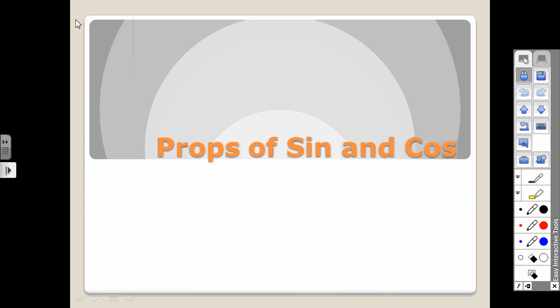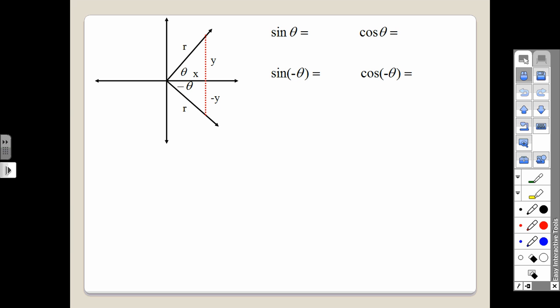All right, we're going to talk about some properties of sine and cosine that hopefully will make things a little bit easier in the future. So let's take a look at this diagram here. I have this triangle, the standard triangle here in the first quadrant where this is theta. You have x and y and r, typical.